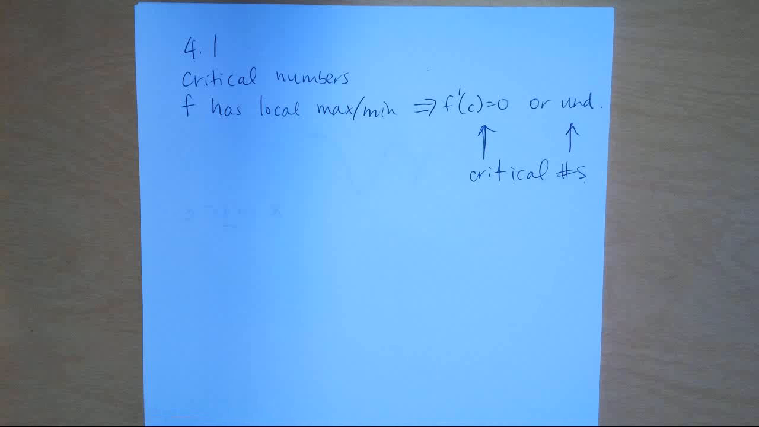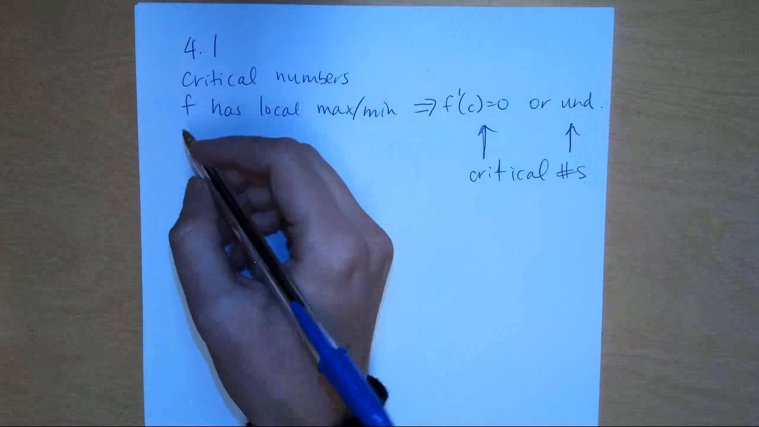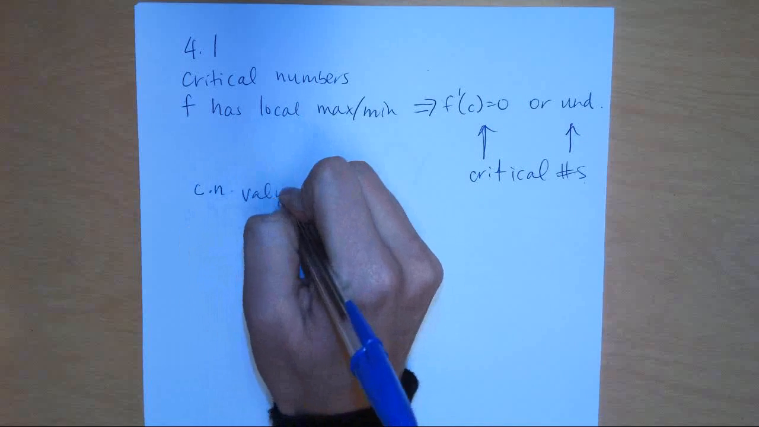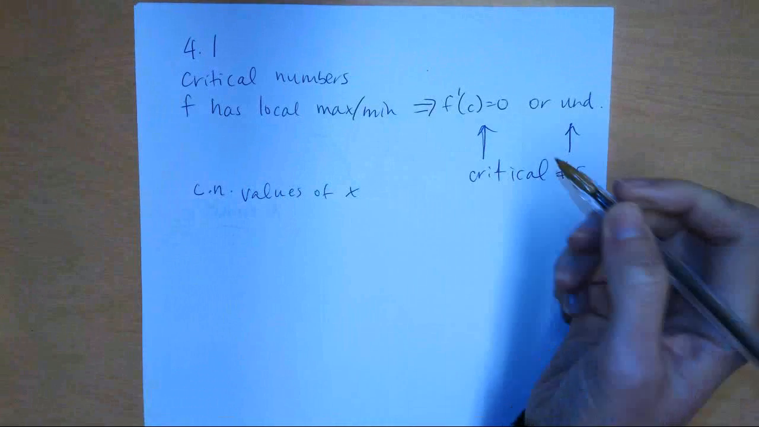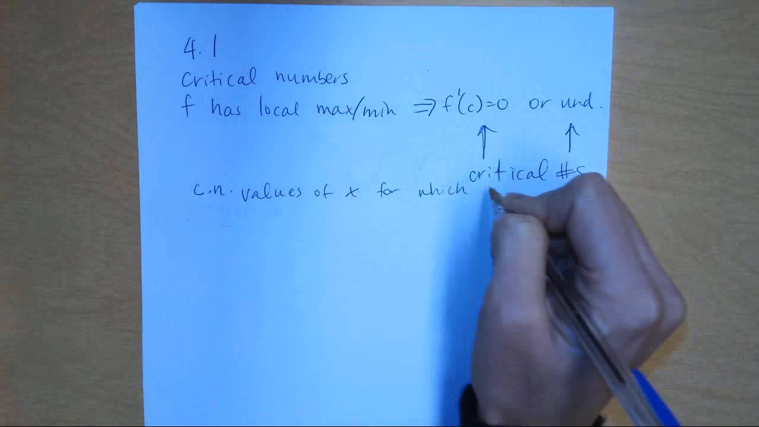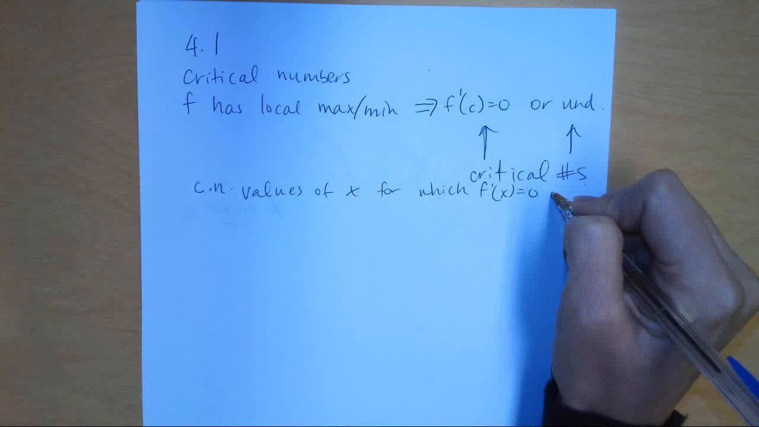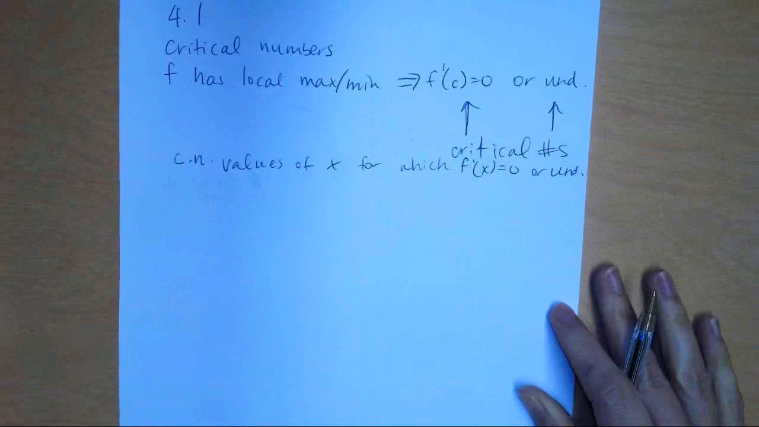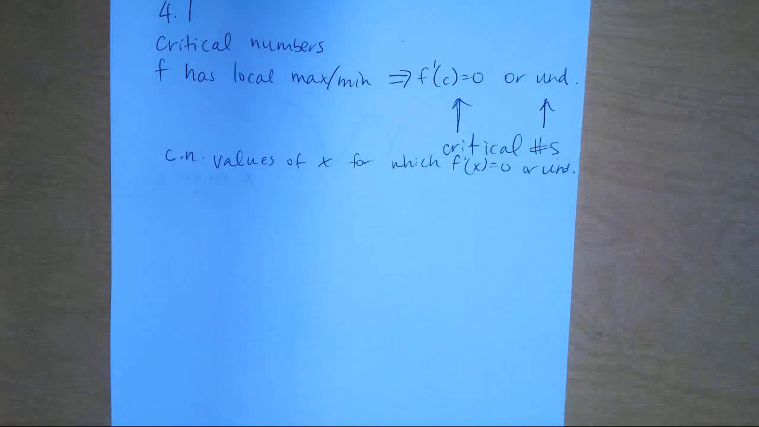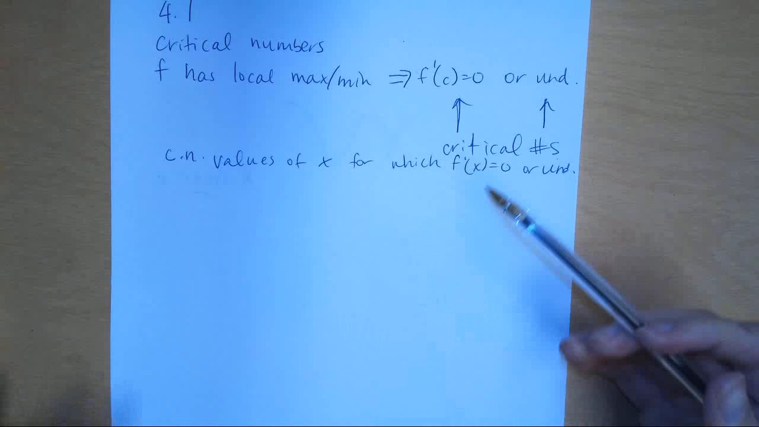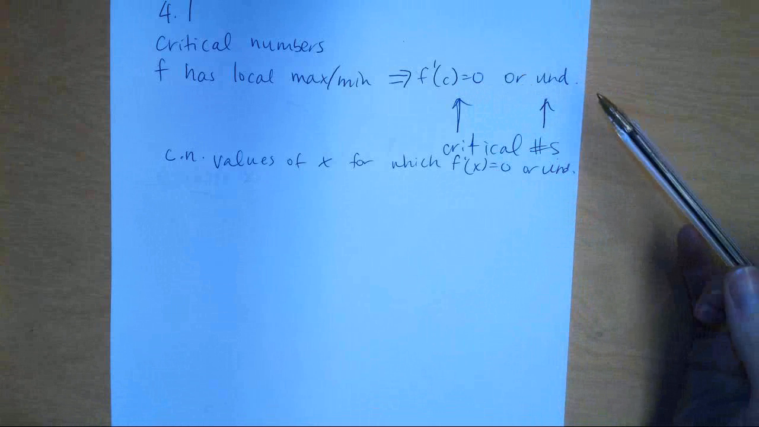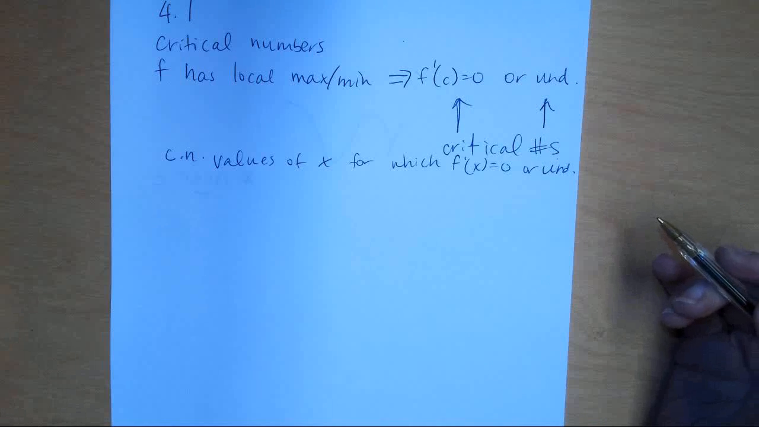So here we go. These are critical numbers. Values of x for which f prime of x equals 0 or is undefined. Now, because the derivative is 0, does that mean it's a max or a min? No. Because the derivative is undefined, does that mean it's a max or min? No. So these don't indicate that there are extrema here, but these indicate possible places that extrema could happen.